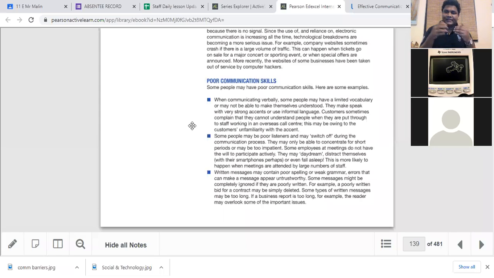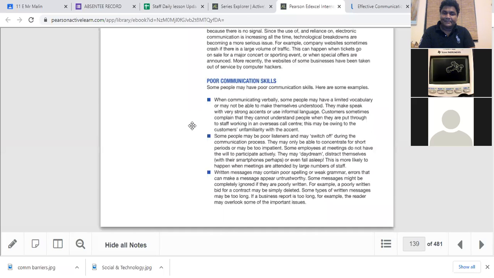The sender and the receiver are human beings. Computers can also communicate, but the poor communication skills of the sender and the receiver can be a barrier to communication. What are a few examples of poor communication skills? In verbal communication, some people may have a limited vocabulary or may not be able to make themselves understood, and they may speak with a very strong accent or use informal language.